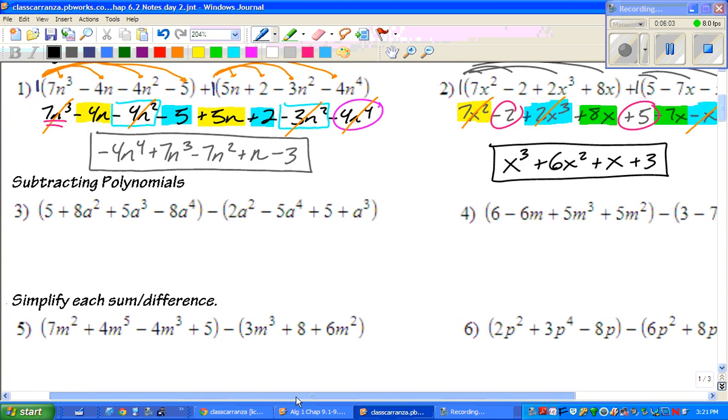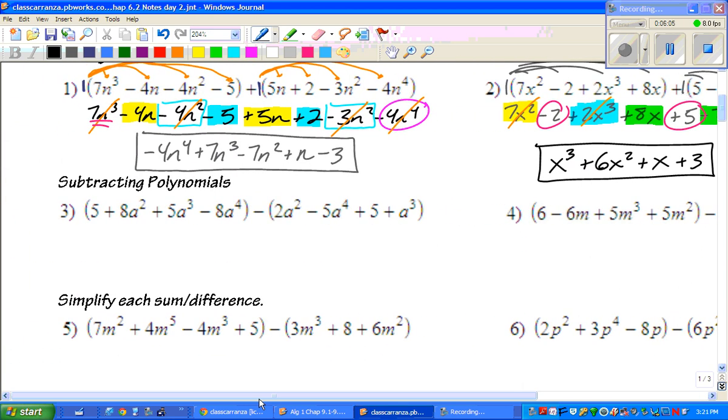Now, here's the difference. Whereas in number 3 right here, we have a positive 1 that we distribute, and all of this stays the same.